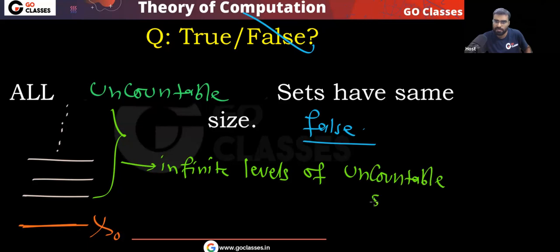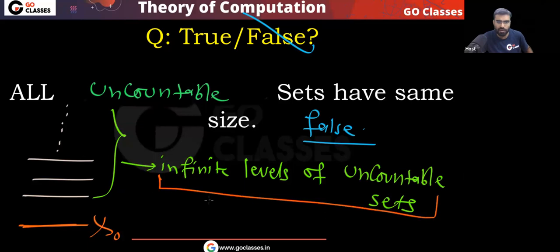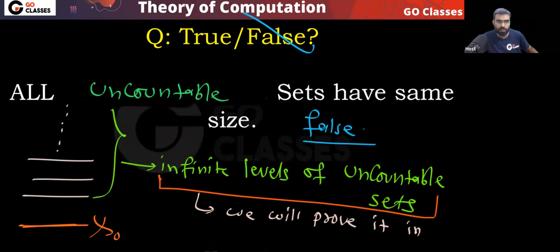Uncountable sets. This we will prove, don't worry. There are infinite levels of uncountable sets, and we will prove it in Cantor's theorem. Is this clear?